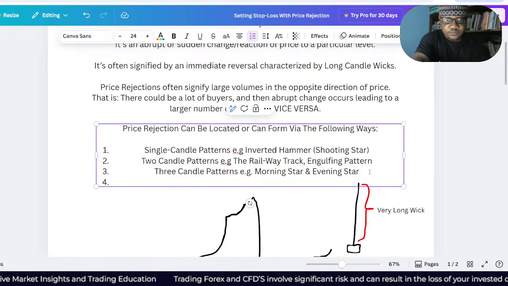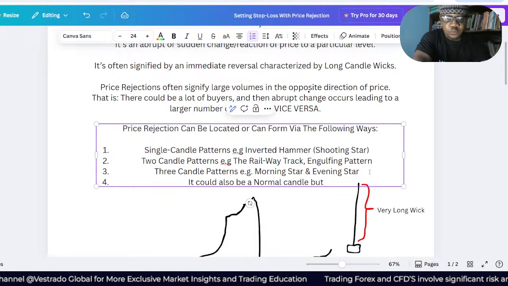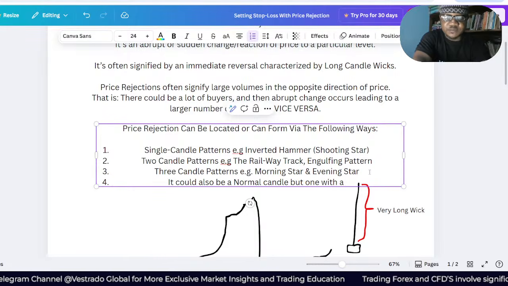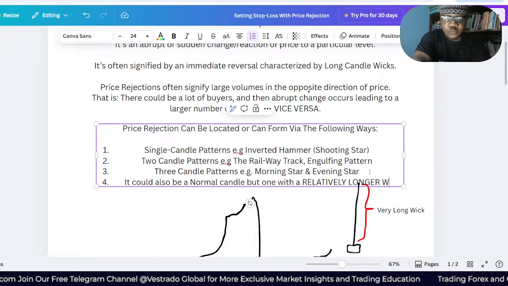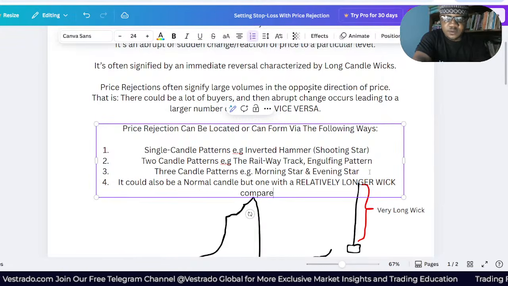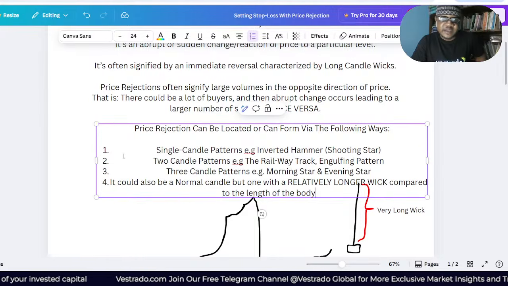Now, it could also be a normal candle, but one with a relatively longer wick compared to the length of the body. So you see these four ways price rejection can be identified on the chart.